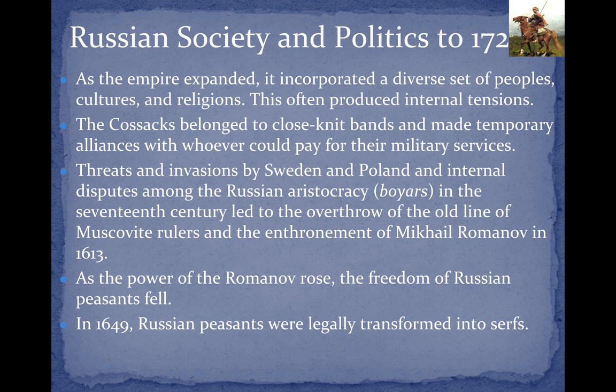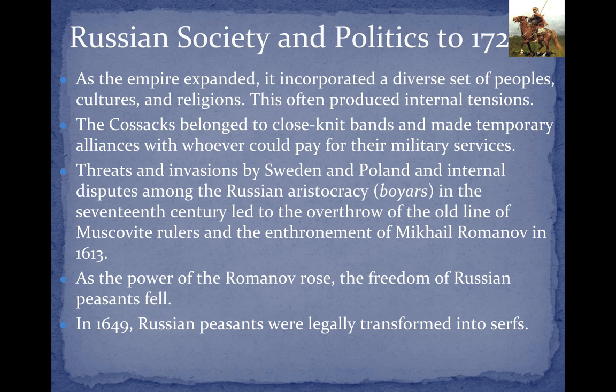As the empire expanded, it incorporated a diverse set of peoples, cultures, and religions, and this often produced internal tensions. One group of people are called the Cossacks, and they belong to a close knit band. They made temporary alliances with whoever could pay for their military services. So essentially, they are soldiers for hire. They are mercenaries, and they are very skilled at what they do. Despite the fact that the Cossacks often performed important services for the Russian Empire, they managed to maintain a high degree of autonomy.